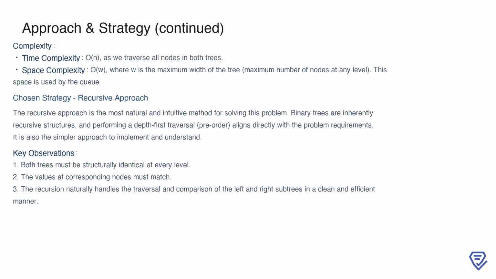After considering both approaches, the recursive strategy stands out as the most natural and intuitive solution. Binary trees are inherently recursive structures, and a depth-first traversal, such as pre-order traversal, aligns perfectly with the problem requirements. Additionally, this approach is simpler to implement and leads to clean, efficient code. The recursive method ensures that both trees are structurally identical by comparing the left and right subtrees recursively at every level, and the values of the corresponding nodes are checked along the way.